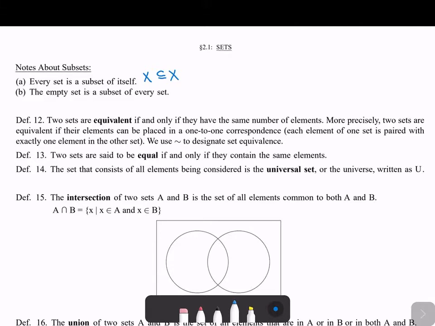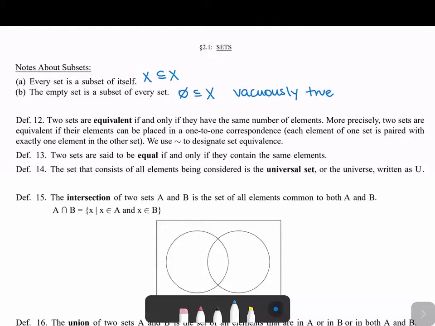And also, we have that the empty set is a subset of every set X, right? Because everything in the empty set, well, the empty set doesn't have any elements. So this is an example of something that is vacuously true. Remember we talked about vacuously true when we did truth tables in section 1.3. So this is vacuously true because every element in the empty set is in X because there's nothing in the empty set to check. Okay, so those are just a few quick notes about subsets.